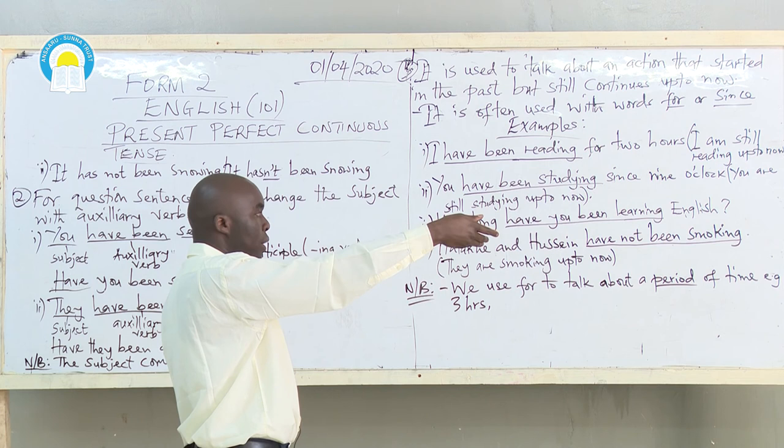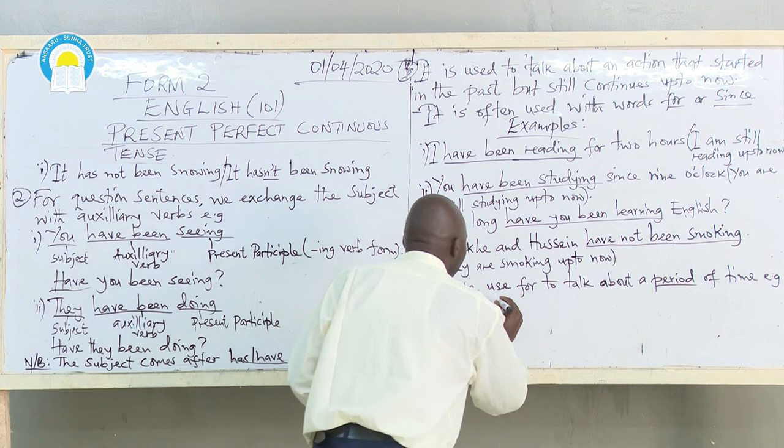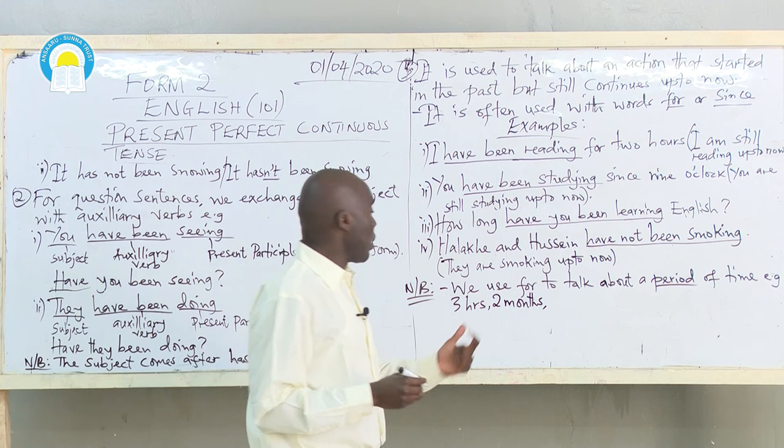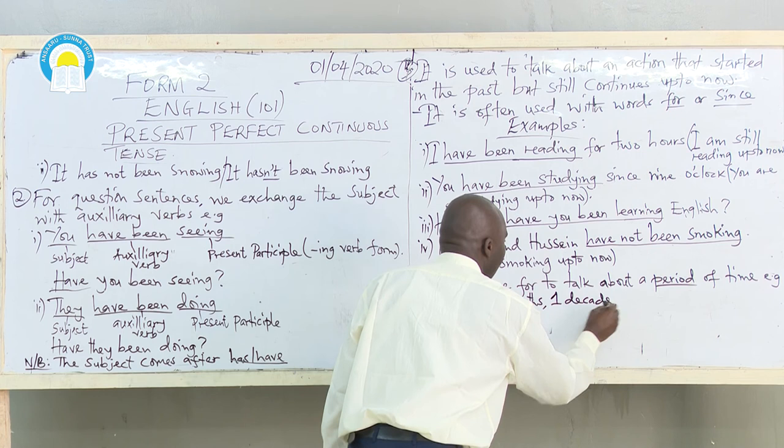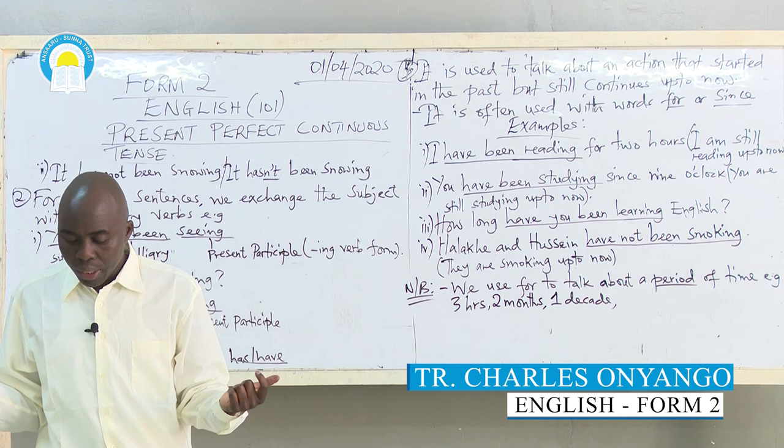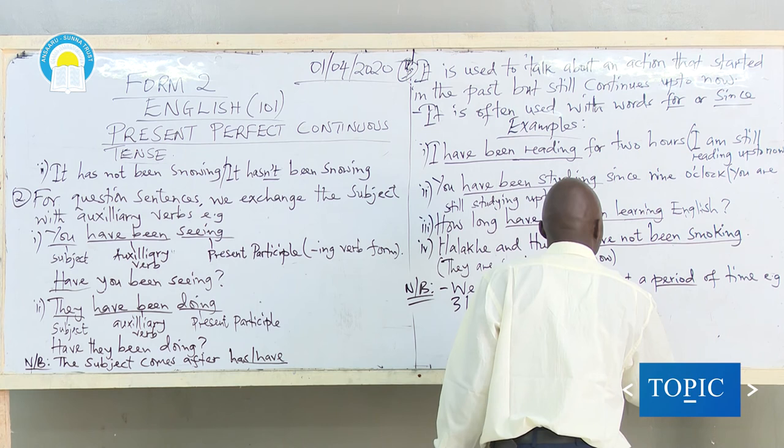So I've been learning, that is a present perfect continuous tense, then for 3 hours. If you don't want to use the 3 hours, you can also use 2 months. You have been doing something for 2 months. You can also talk of 1 decade. You can also talk of a period of time. You can talk of ages. You can also talk of something like ever.